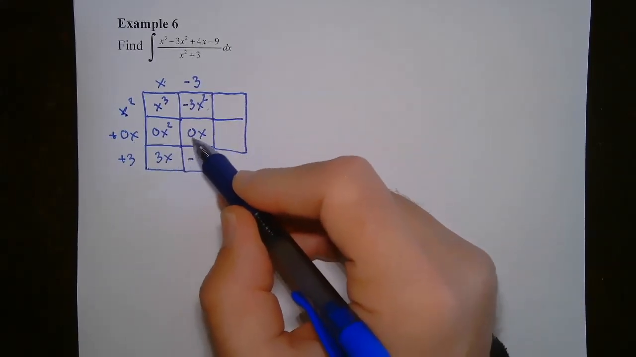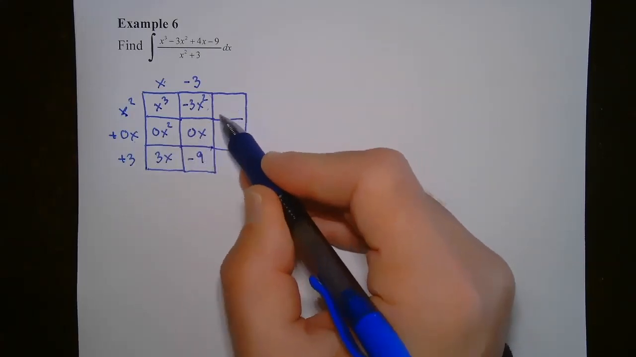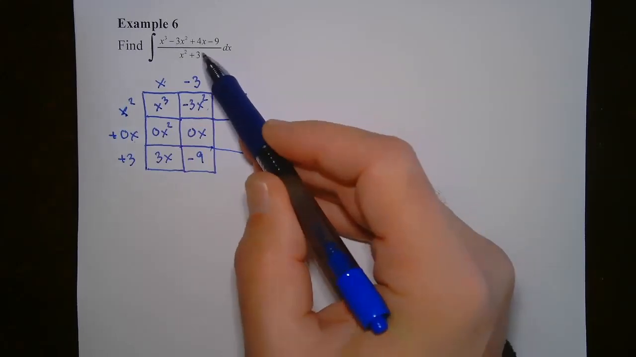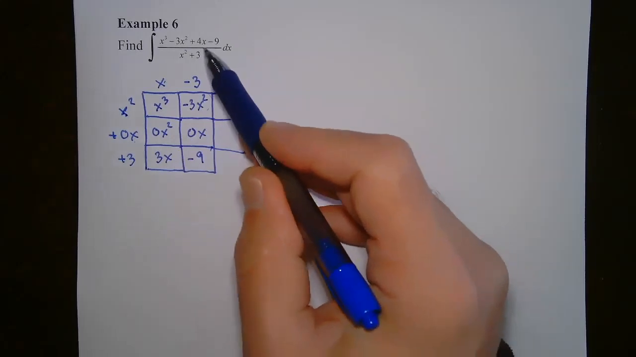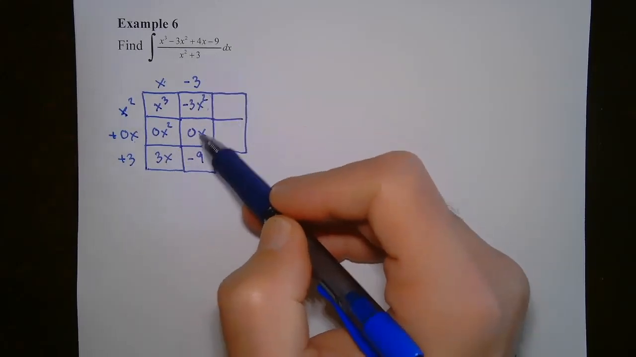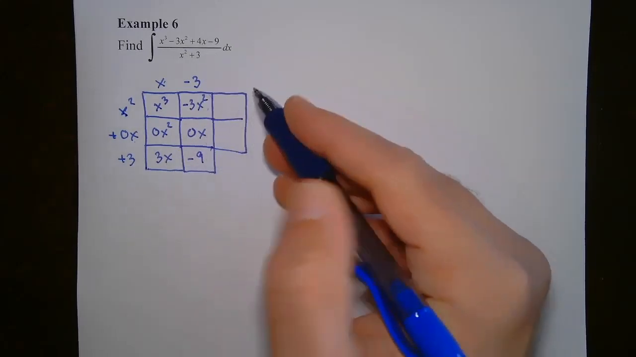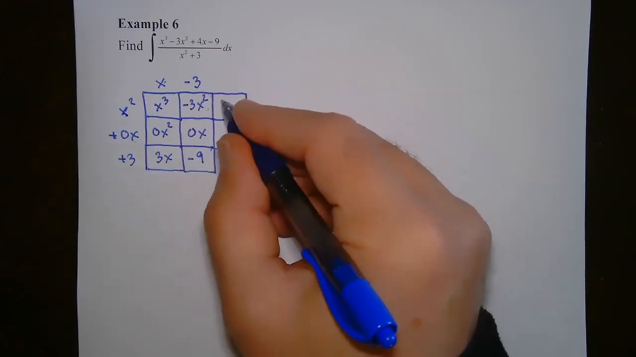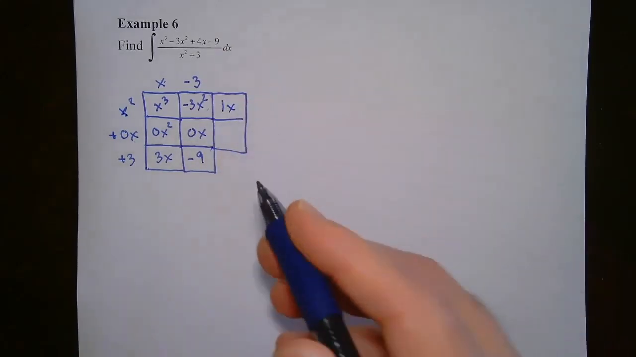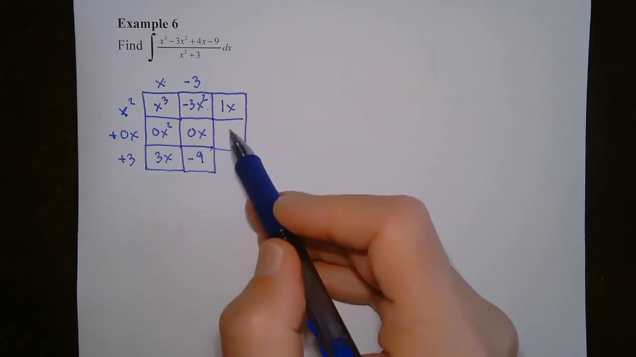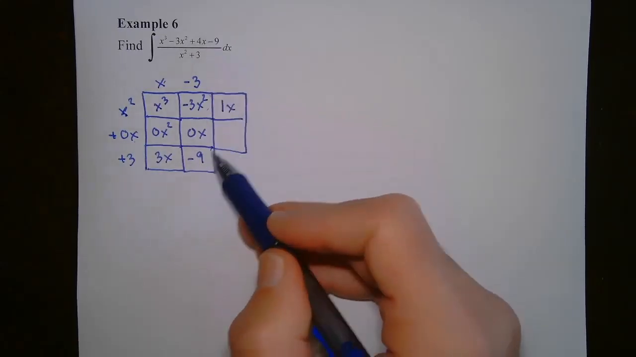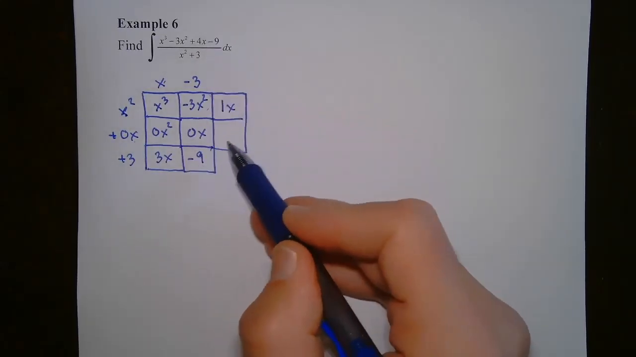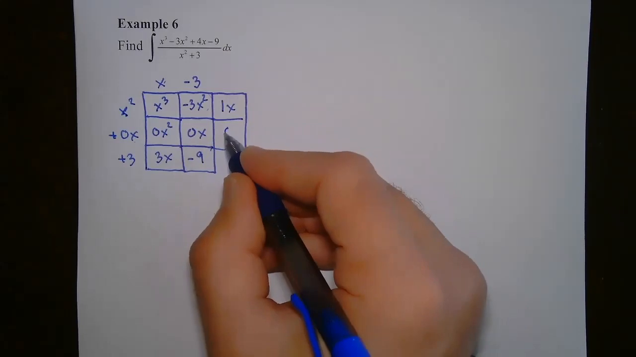So this diagonal has 3 terms in it, right? We have 3x, 0x, and we have a missing term right here, okay? What we need is 4x. So we need this diagonal with 3 terms in it to be 4x. So 3x plus 0x, what would this need to be? This would need to be 1x, right? So 1x or just x. All right. And then this diagonal right here is our constant, right? So we need it to be -9. Well, we already have -9. So that must mean this is 0.